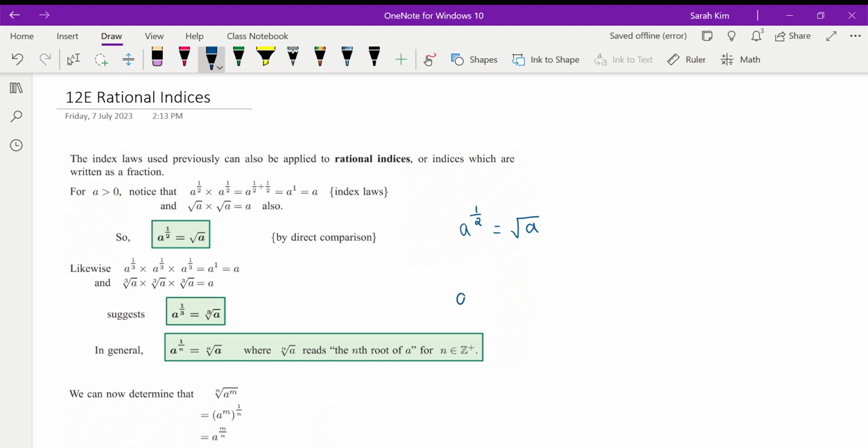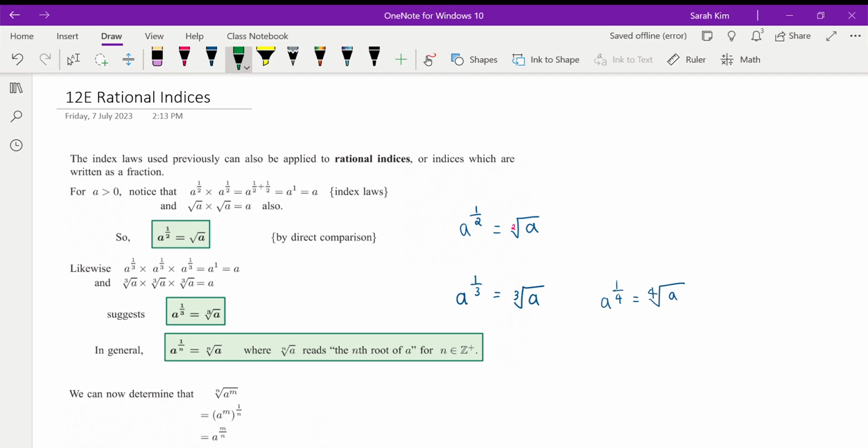Now similarly, use the same pattern. If it's 1 over 3, it's the cube root of a. Now a little fact that you might not have known: this is a square root, and it has an invisible 2. Whenever it doesn't have a 2 or a number written there, we always assume it's a square root because that's the standard root. When it has a 3 over here, it's called a cube root. If it has a 4, it's a quadruple root, I think you call it, which looks something like this: a to the power of a quarter.